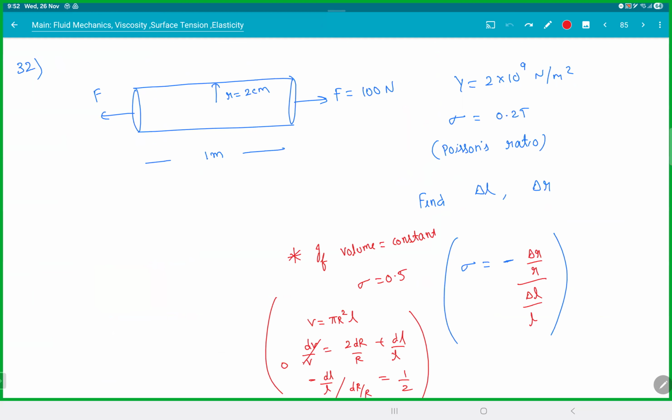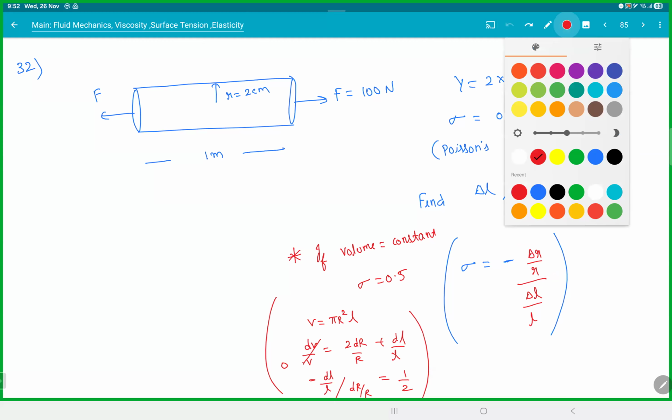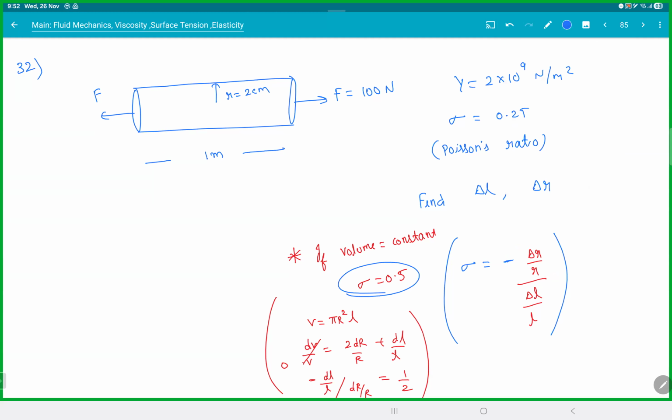In case you forgot what Poisson's ratio is, sigma is nothing but lateral strain, delta r by r, divided by delta L by L. And this is one important question. If volume is constant, then sigma is 0.5. That itself is a question. There are very few questions on Poisson's ratio, and that is one of them. If the volume of the body is constant, find sigma, Poisson's ratio. Let's get this.